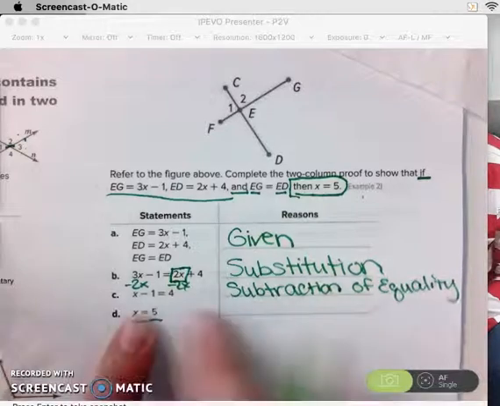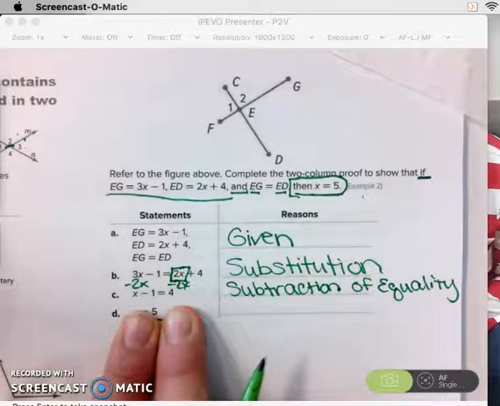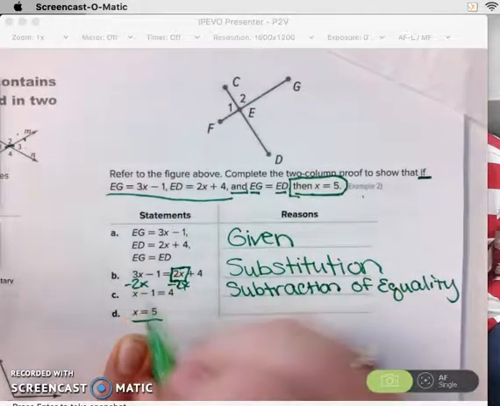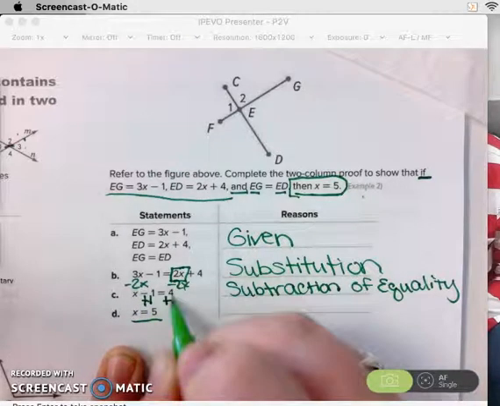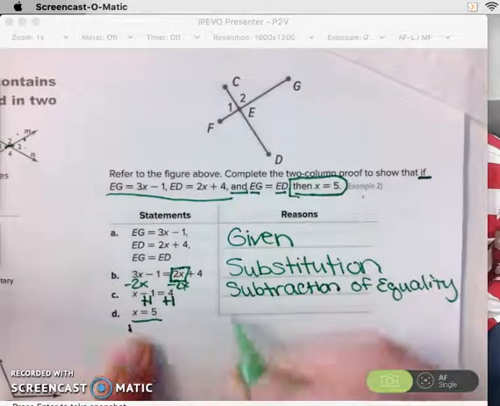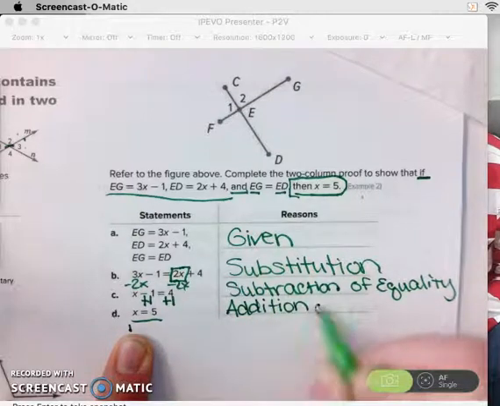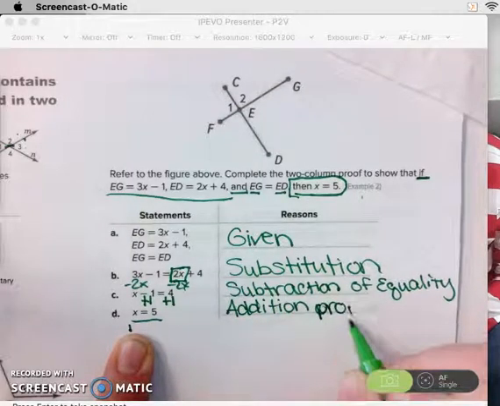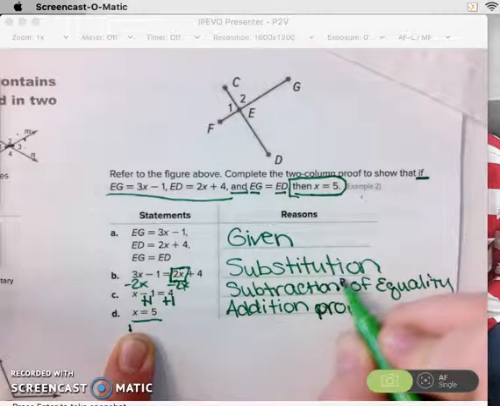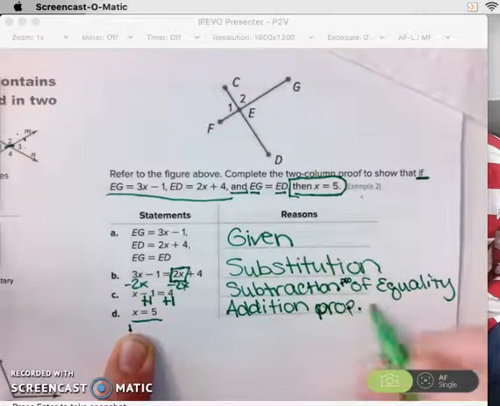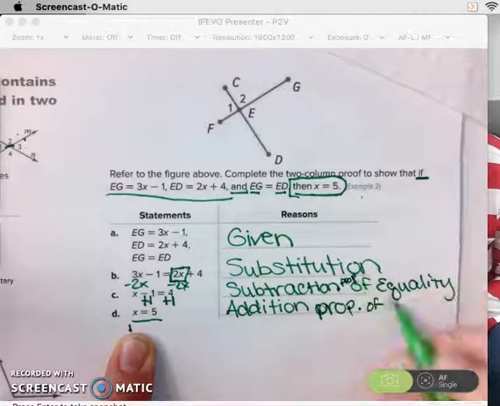Again, what did I do from x minus 1 equals 4? I'm adding 1 to both sides, correct? Addition property of equality. I forgot the word property up here.